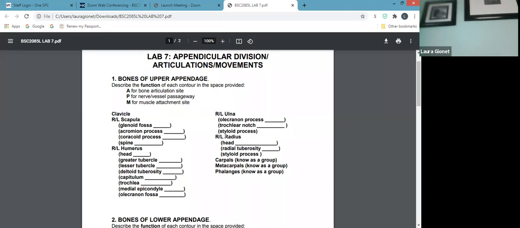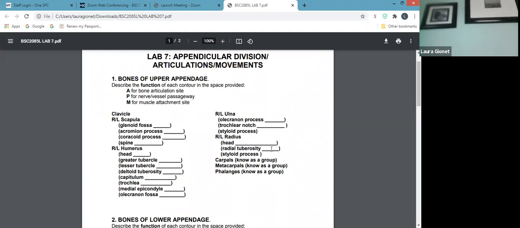Okay, so then we go to the radius. You have a head of the radius, which is for articulation. You have a radial tuberosity, which is a bump on bone at the proximal end, but to the medial aspect. So the side of the radius that will come closest to the ulna, in the midpoint of the forearm. That's your radial tuberosity, and it acts as an M for muscle attachment. That's for the biceps brachii muscle.